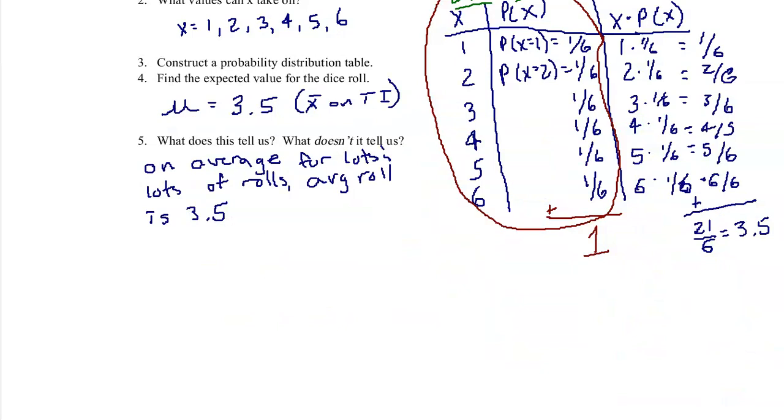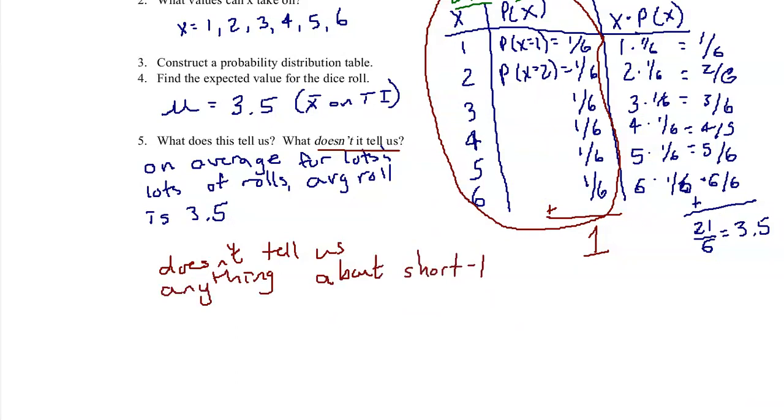What doesn't this tell us? This tells us absolutely nothing about the short term. It tells us nothing about what to expect if we only have a few rolls. You can't think that, oh, I rolled a bunch of 1s in a row, I've got to get a 6 to get my average up. It doesn't tell us anything about the short term. It doesn't tell us anything about a single roll.